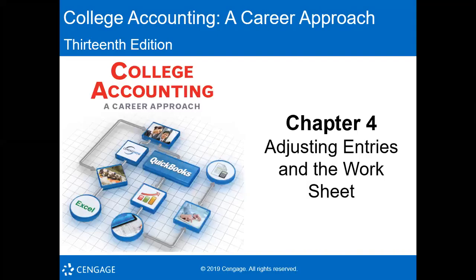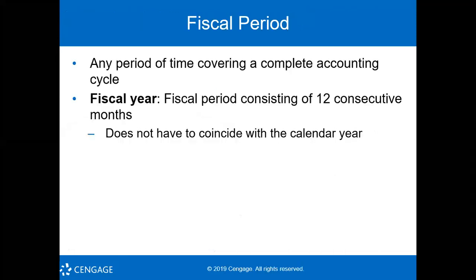Now in chapter 4, we're getting into adjusting entries, and then basically going through the next few steps of the accounting cycle using a worksheet. So chapter 4, and I just showed you a couple examples of those accounts that we have to adjust at the end of the accounting period. So now we're going to look at that in chapter 4.